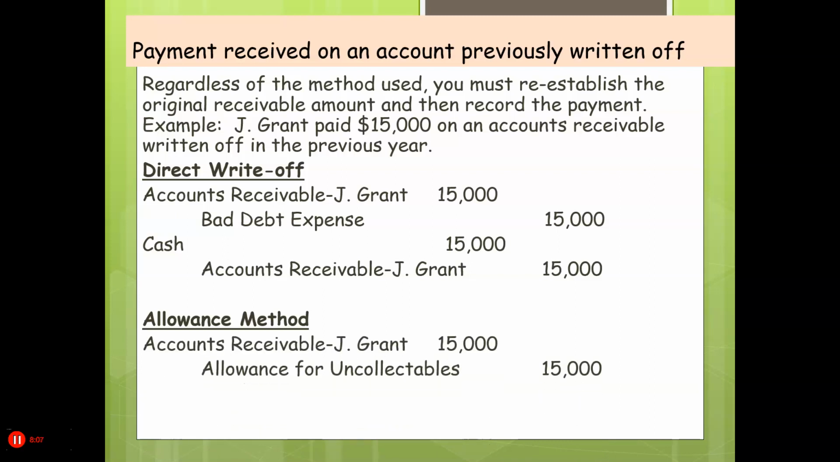All right, so in the direct write-off method, if we had somebody pay a prior debt from previous years, if you notice, it'll affect the balance sheet and the income statement. Under the allowance method, it does not, because both accounts are on the balance sheet. And then again, we reestablish the accounts receivable. That ends this presentation.